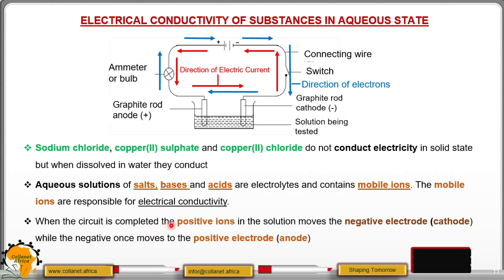When the circuit is completed, positive ions in the solution move to the negative electrode, or the cathode. So the positive will move towards the negative because there is a force of attraction between positive and negative, while the negative ions move to the positive electrode, that is the anode. So you'll find those which are negatively charged will move towards the anode, which is positively charged.